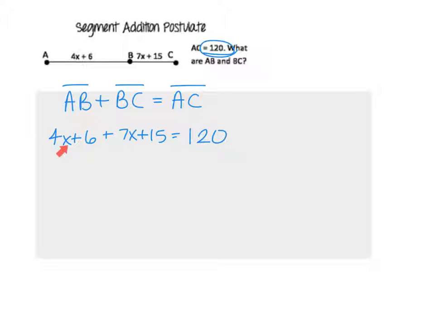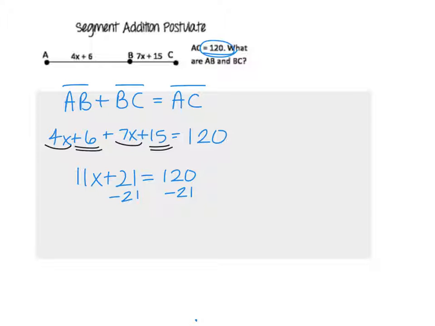Now if we go back and remember our algebra rules, all of this stuff is on the left-hand side of the equation, which means we can combine it together because it's all on the same side. So I'm just going to combine like terms. I'm going to add my 4x and my 7x together to give me 11x. I'm going to add this plus 6 and plus 15 together. It's going to give me plus 21. And then equals 120. And now we're just doing some basic algebra.